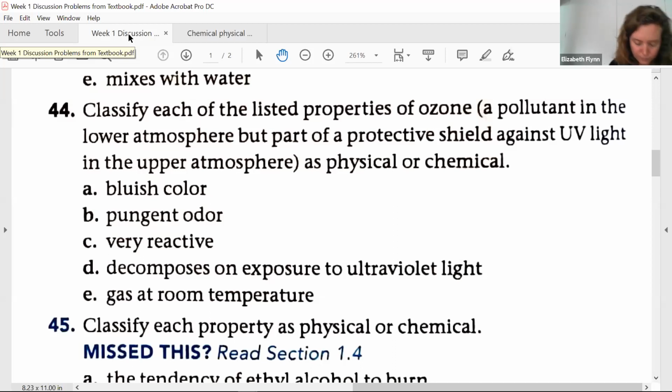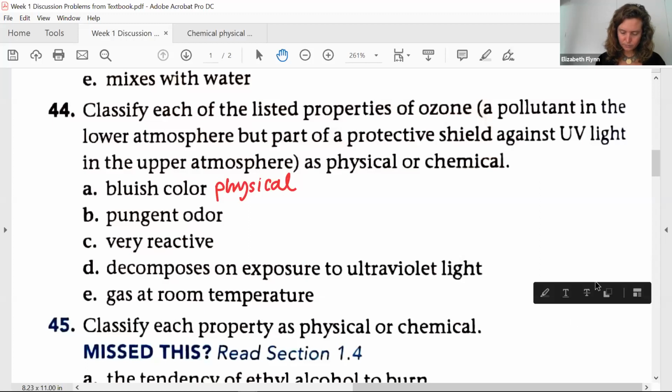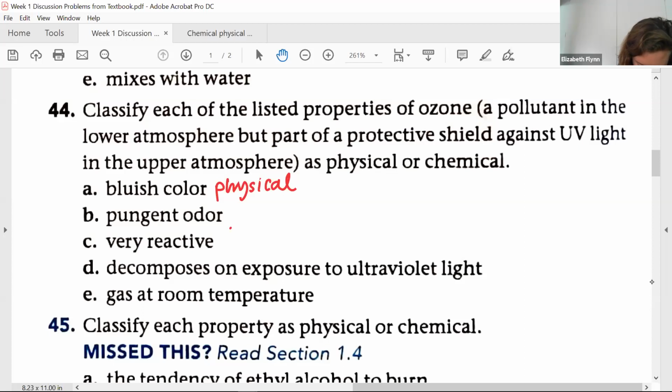Yeah. What about its pungent odor? Yeah. Also physical? What about the fact that it's very reactive? Chemical or physical property?